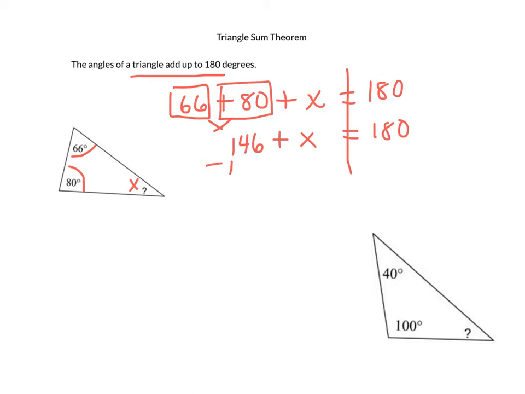So to do that, we have to actually undo. The 146 is originally positive, so that's why I'm subtracting it. All right, and what I do to one side of the equation, I must do to the other. Over on the left-hand side, they cancel. All I have left on that is the x. Copying the equal sign, 180 minus 146, I need to borrow, so that will give me 34.